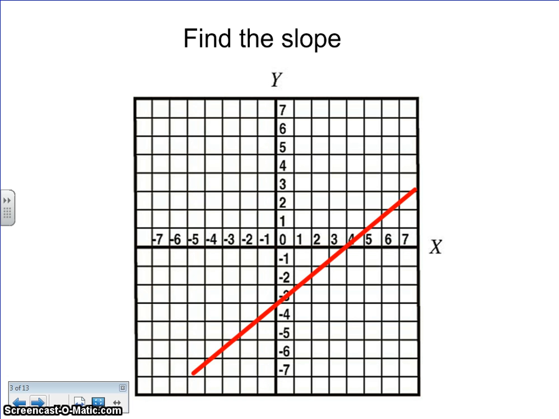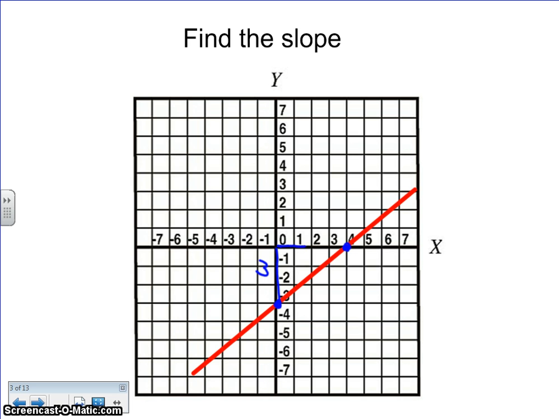This is what some of the problems look like on your SOL test. These are the problems that we really like because they're easy. If we're going to go from here to here, remember we always go from left to right. The way that we measure slope is by going up, rise, up 1, up 2, up 3.